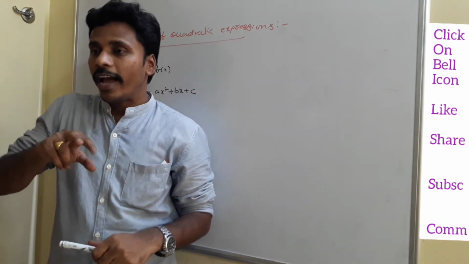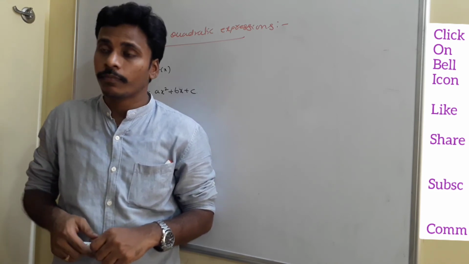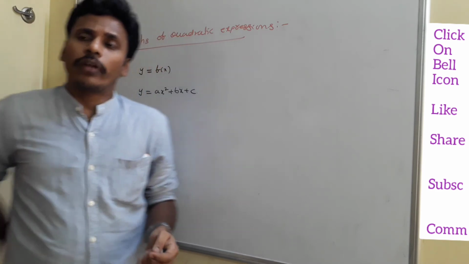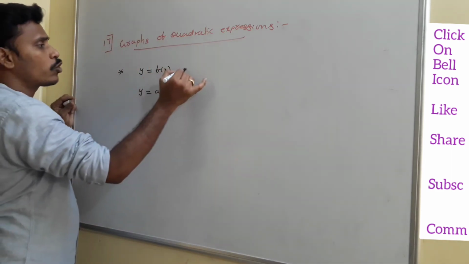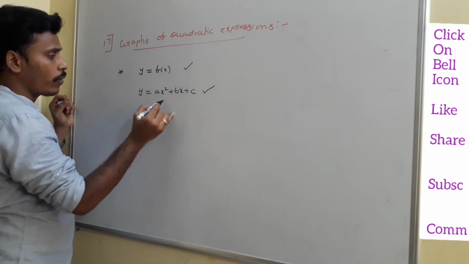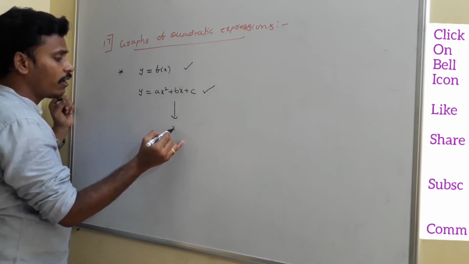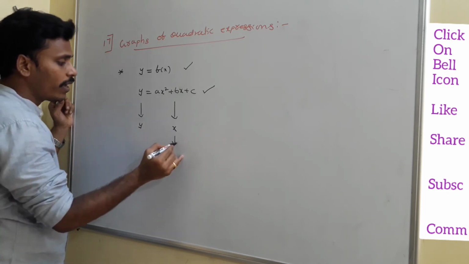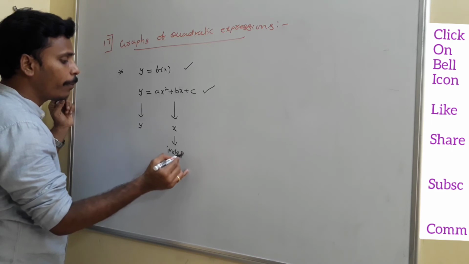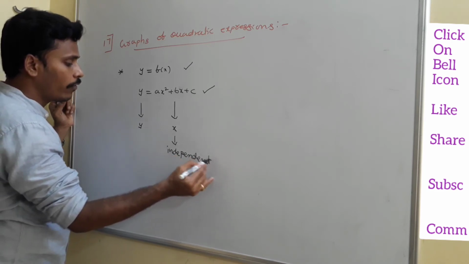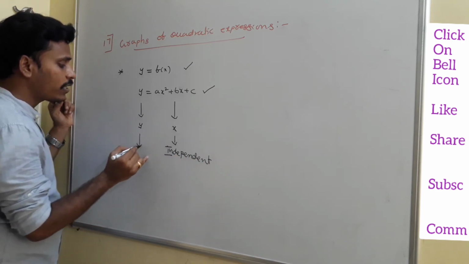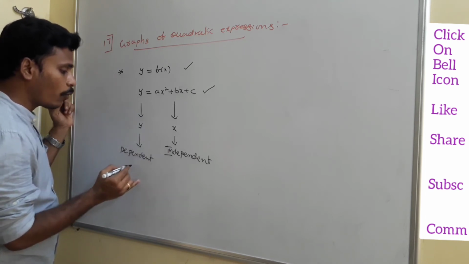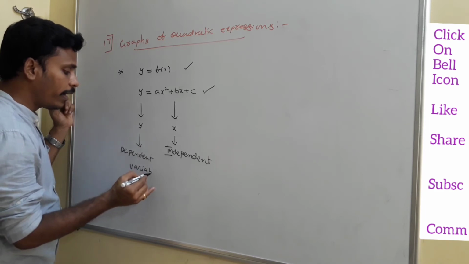The value of x is changing in different manners. In another way, for example, if you have either y is equal to f of x or y is equal to ax square plus bx plus c, on the right side, variable x is involved, and on the left side, variable y is involved. This variable x is usually called the independent variable, whereas this variable y is usually called the dependent variable.